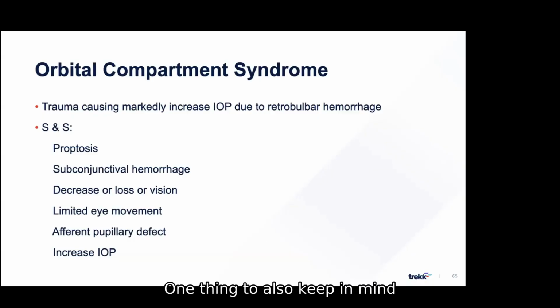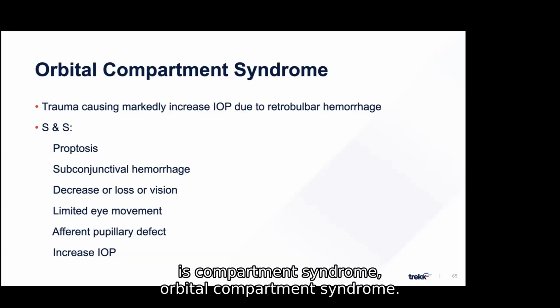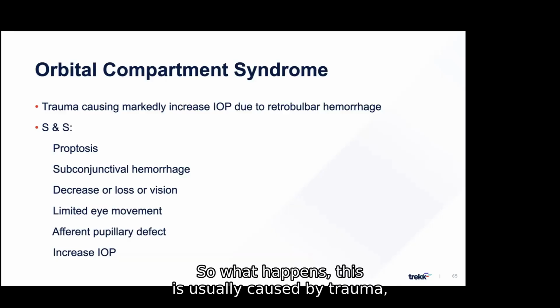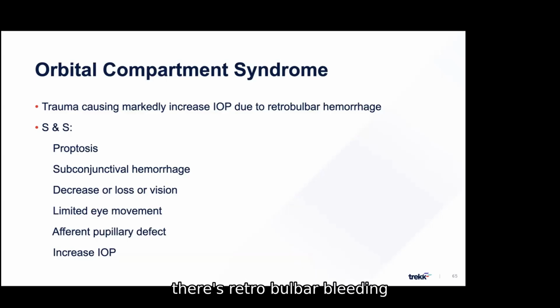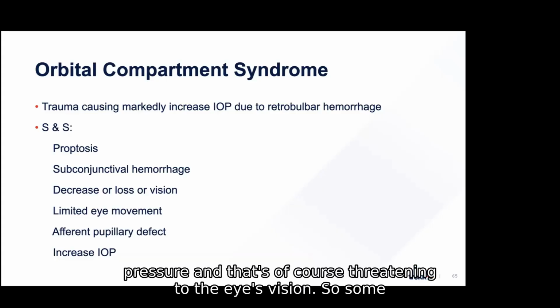Right. One thing to also keep in mind when a patient presents with orbital trauma is orbital compartment syndrome. This is usually caused by trauma. Due to the trauma, there's retrobulbar bleeding that causes increased pressure on the back of the eye, and the eye will protrude forward, which significantly increases the intraocular pressure, and that's of course threatening to the eye's vision.